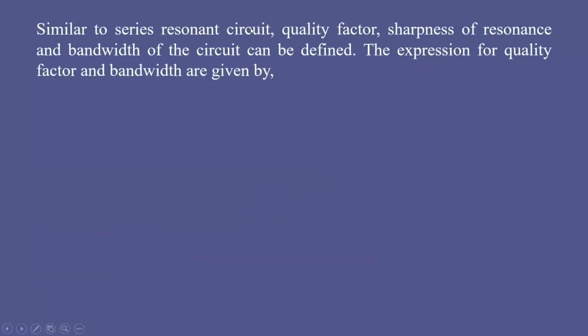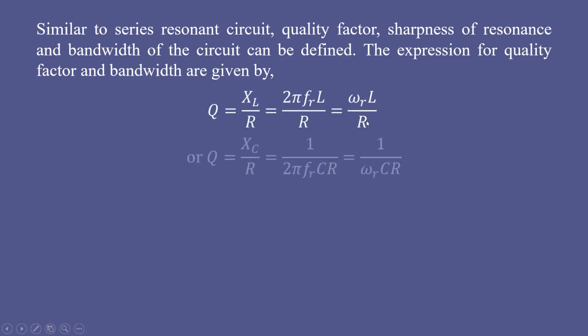Similar to the series resonant circuit, quality factor, sharpness of resonance, and bandwidth of the circuit can be defined. And the expression for quality factor is the same, that is omega R L divided by R, or you can write quality factor equal to 1 by omega R into CR. There is no difference, exactly the same. So no need to discuss again.